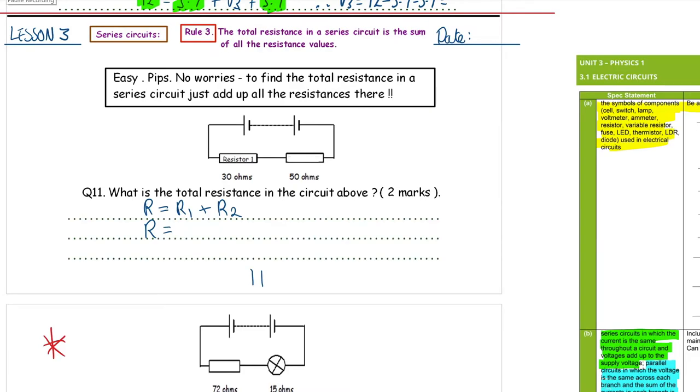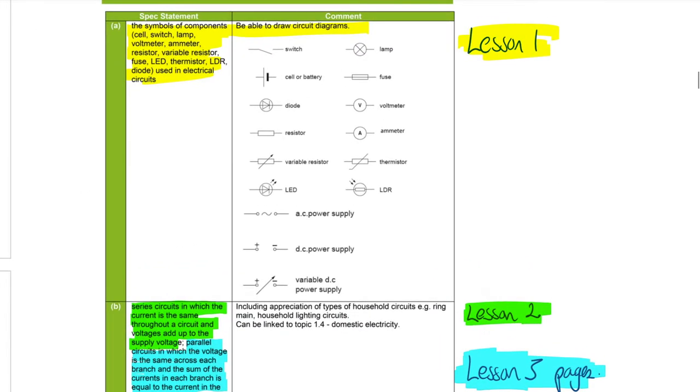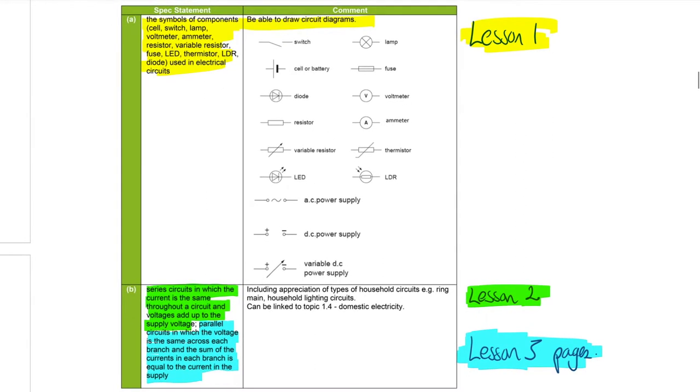Welcome back to Year 10 Physics Electric Circuits Lesson 3. Quick recap to activate prior knowledge on what you've learnt in Lesson 1 and 2. Lesson 1 was looking at components and their symbols. Lesson 2 was learning about two rules relating to series circuits.